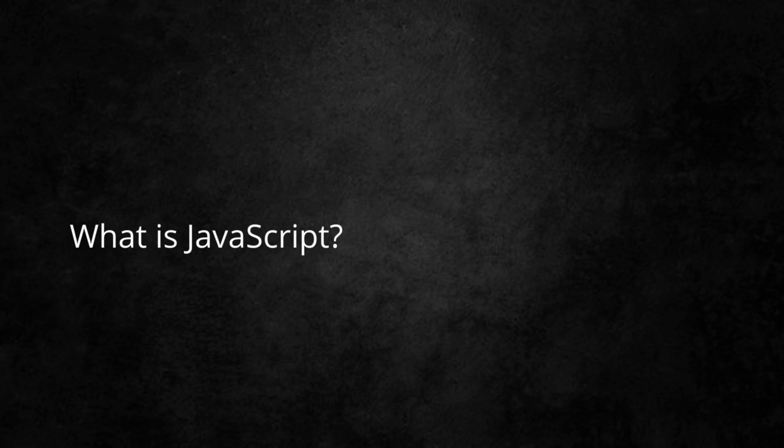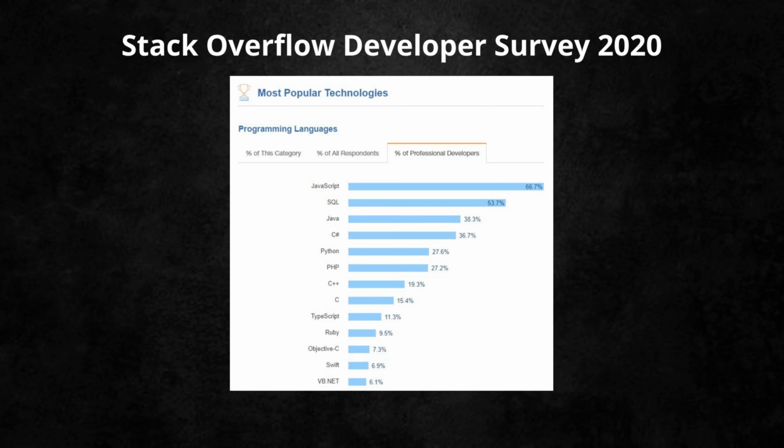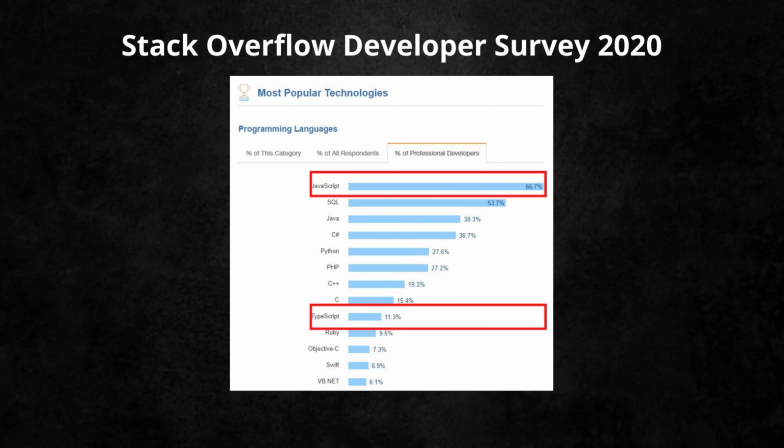Every time you spend on your computer or mobile phone, you come into contact with JavaScript, because it is used in almost every software. Here you can see the results of the Stack Overflow survey last year. You can see that JavaScript is the most popular programming language. A little further down, you can also see TypeScript. TypeScript is an increasingly popular extension of JavaScript, so you can essentially count that as part of JavaScript.